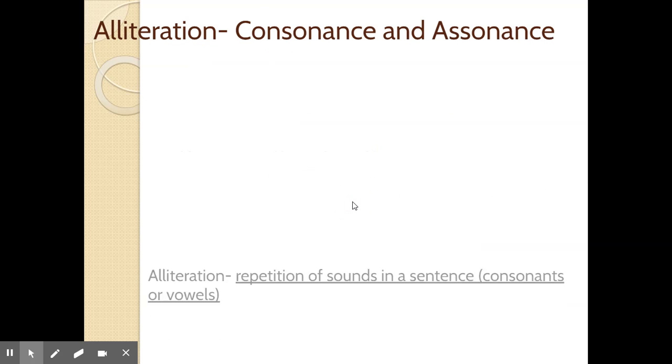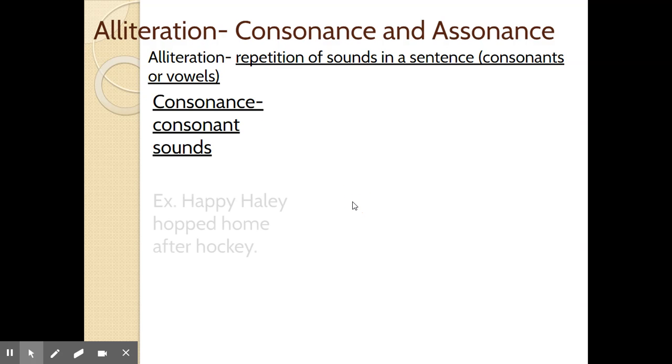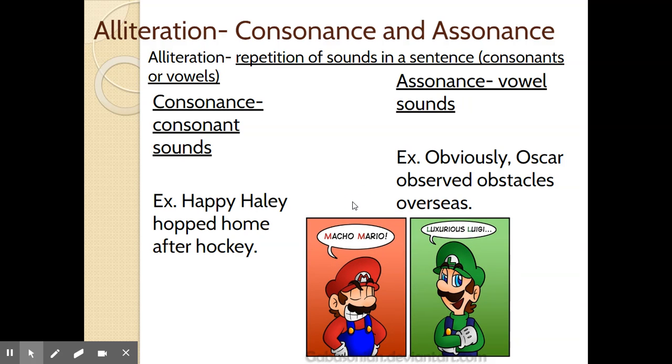So alliteration, consonants, and assonance. Alliteration is the repetition of sounds in a sentence. It's kind of a tongue twister. So, like example is Happy Haley hopped home after hockey. You can hear the H sounds. Happy Haley hopped home after hockey. Or obviously Oscar observed obstacles overseas.